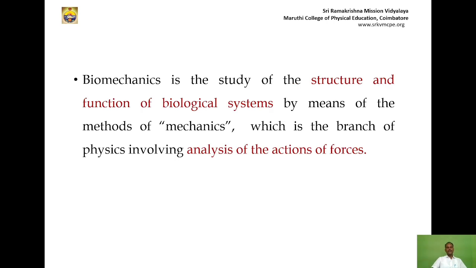Biomechanics is the study of structure and functions of biological systems by means of the methods of mechanics, which is the branch of physics involving analysis of the actions of forces. So this is called mechanics. Kinesiology studies only the movements of the body parts, but biomechanics studies the movement of the body parts in a mechanism. What is the mechanism behind the movement? That is called biomechanics.